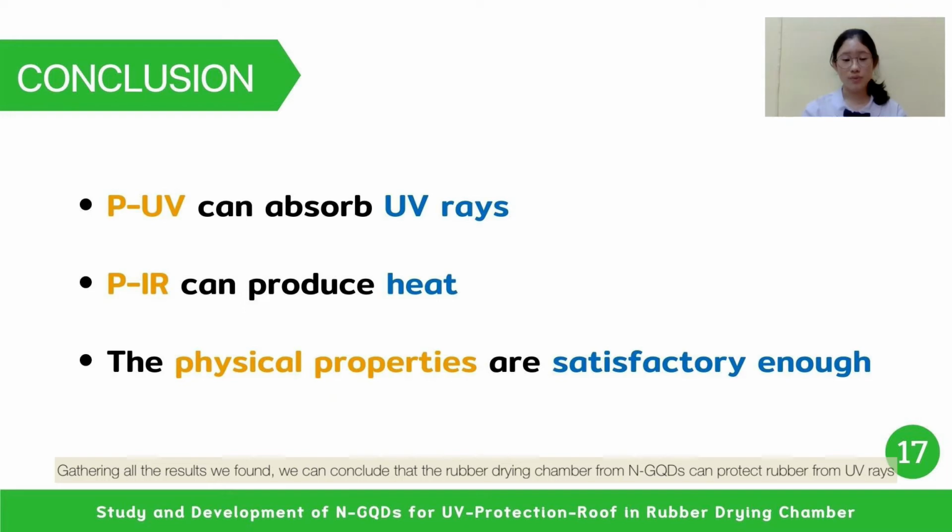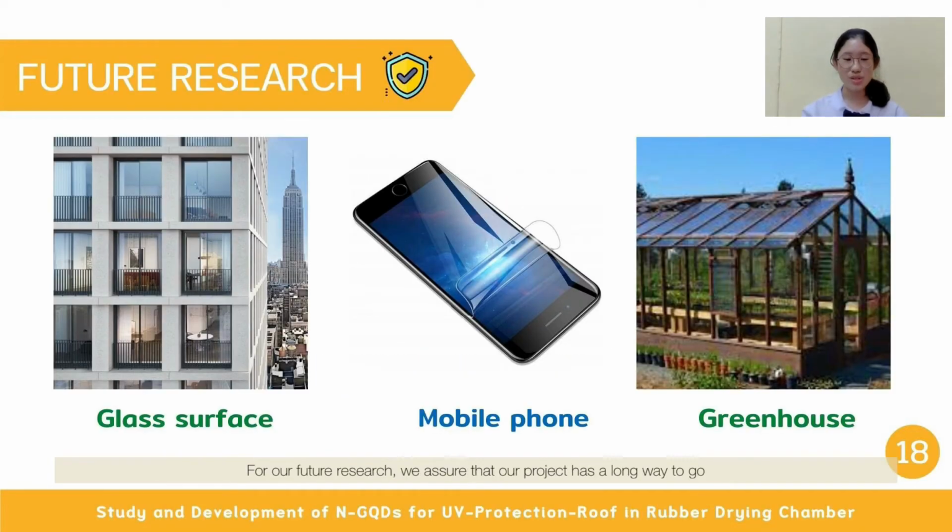Gathering all the results we found, we can conclude that the rubber drying chamber from nitrogen doped graphene quantum dots can protect rubber from UV rays because PUV can absorb it, and the roof can produce heat as can be seen from the last experiment. Moreover, the physical properties are satisfactory enough for our future research. We assure that our project has a long way to go, and we are confident in our ability to continue researching and learning more about this project.